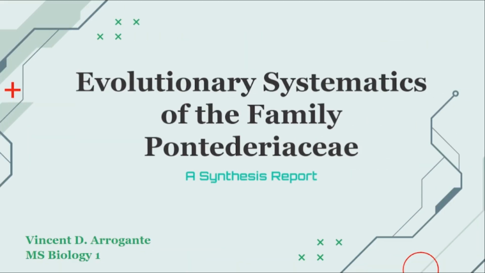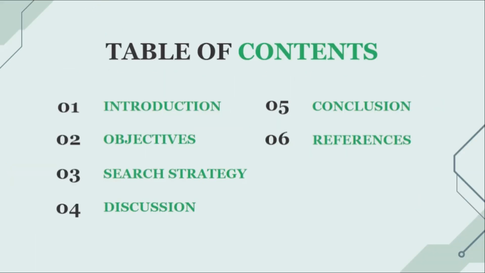Arrogante, MS Biology student. I'm going to present the synthesis report that I chose, entitled Evolutionary Systematics of the Family Pontederiaceae. First of all, I chose this taxon, family Pontederiaceae, as a preparation for my masteral thesis. I'm going to introduce first what my topic is all about, and the objectives and search strategy of my synthesis report, as well as the discussion and conclusion.